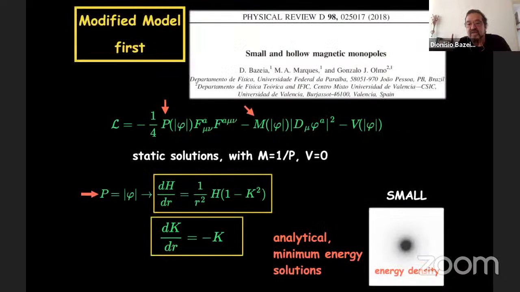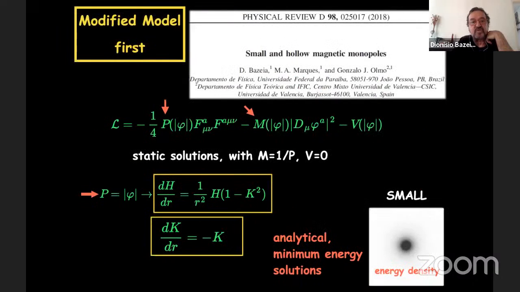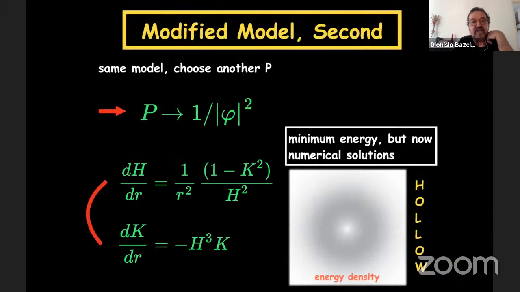Okay, the energy density is more concentrated around its core. Okay, this was the first model, but we studied another model with the same Lagrangian density, just changing the function P here. We put this linear, and here inversely proportional to the square of the scalar field.